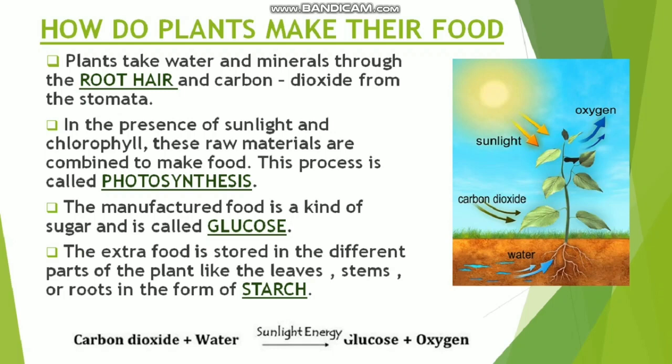Now here an equation is given. This is the equation of photosynthesis. Plants, what all things do they take, what raw materials? They take carbon dioxide from the surrounding, water from the roots, and sunlight and also chlorophyll. Chlorophyll is also important. Those plants which don't have chlorophyll cannot make their food. So plants in the presence of sunlight and chlorophyll produce glucose as their food and release oxygen.